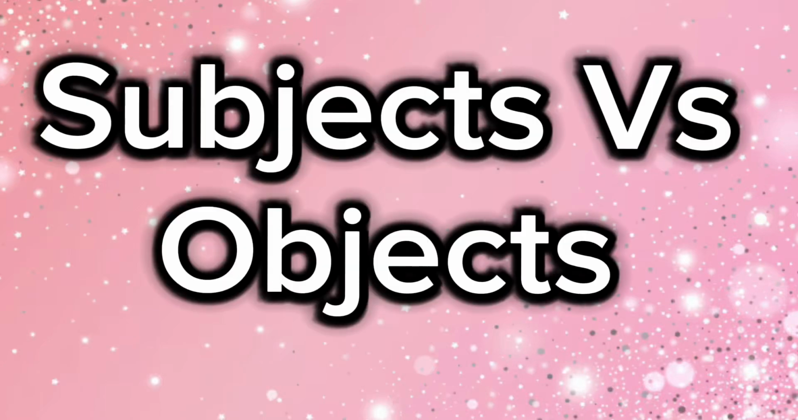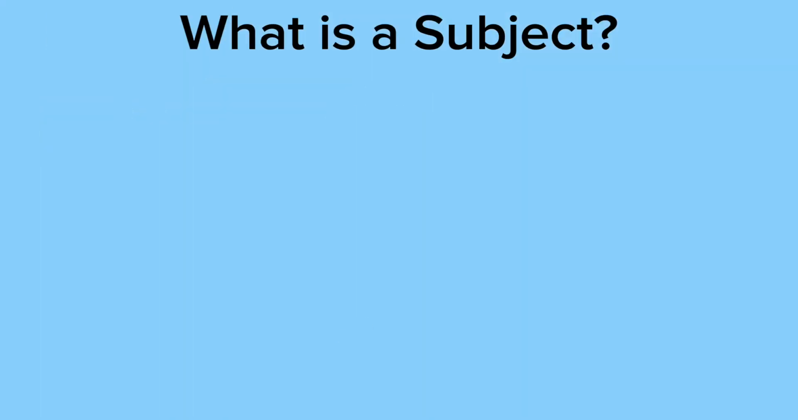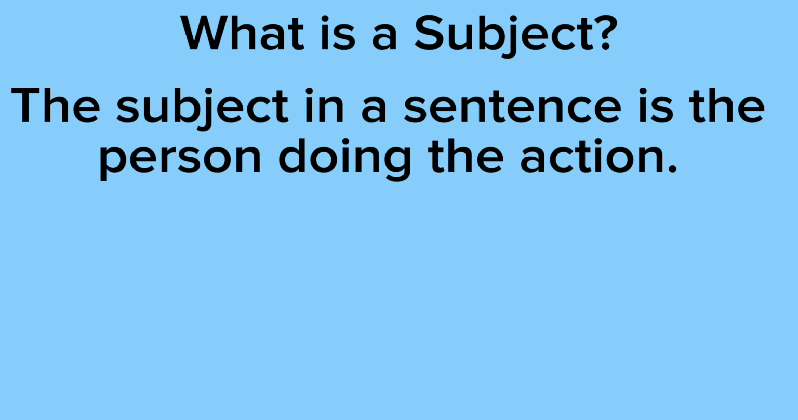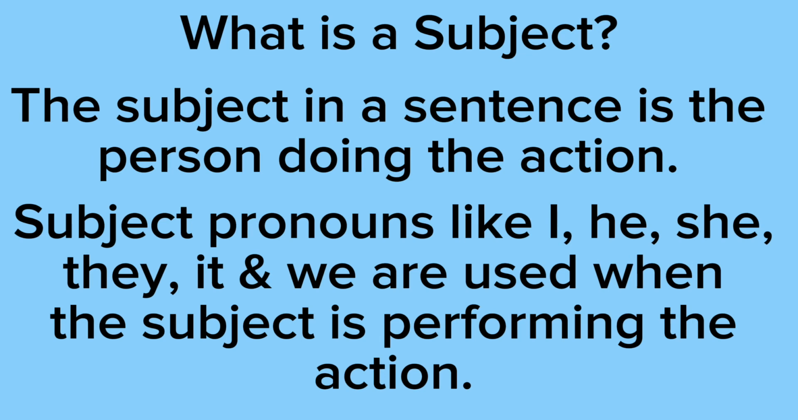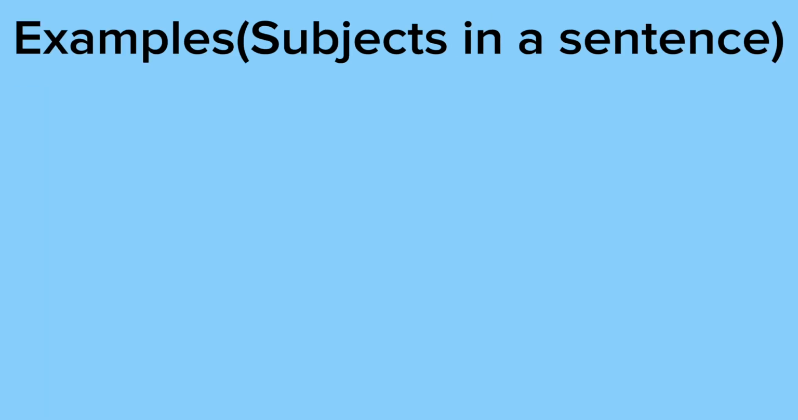In this video, I'll be talking about the difference between subjects and objects. So for starters, what is a subject? The subject in a sentence is the person doing the action. Subject pronouns like I, he, she, they, it, and we are used when the subject is performing the action. So here are some examples of subjects in a sentence.